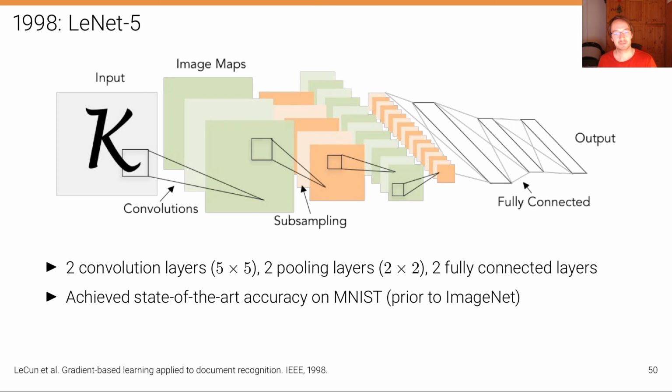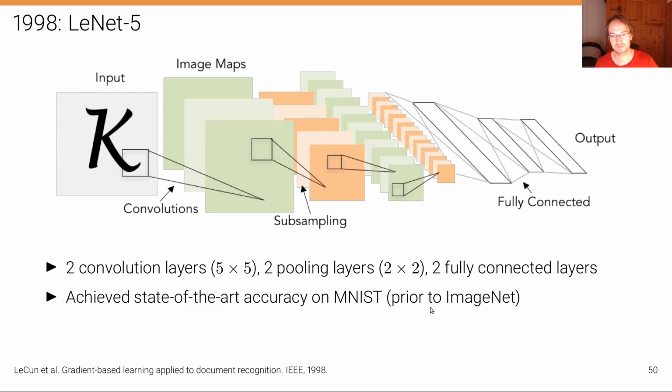It all started sort of with LeNet. LeNet is a network architecture, here in its fifth version, that has been developed by Jan LeCun, the father of modern convolutional networks. It's a very simple and still relatively shallow network architecture. It has just two convolutional layers, two pooling layers, and two fully connected layers. But at the time, it achieved state-of-the-art accuracy on MNIST.